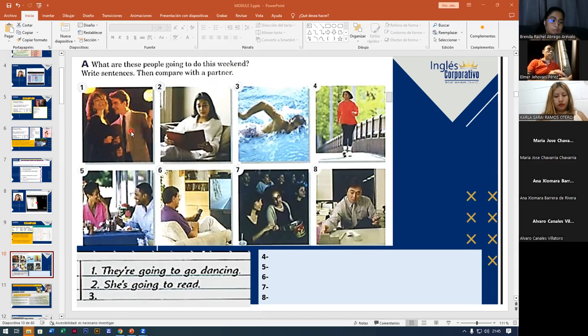¿Qué van a hacer ellos? What are they going to do? We got the answer in the example. They're going to go dancing. Van a ir a bailar, right? They are going to go dancing. In number two, what is she going to do? She's going to read. Ella va a leer, right? Okay. She's going to read. So they are plans that they already have premeditated. Let's see about number three. Brenda, tell me, number three, what is he going to do this weekend? He's going swimming. He's going to go swimming. That's all right. So that is the action that he's going to do this weekend.